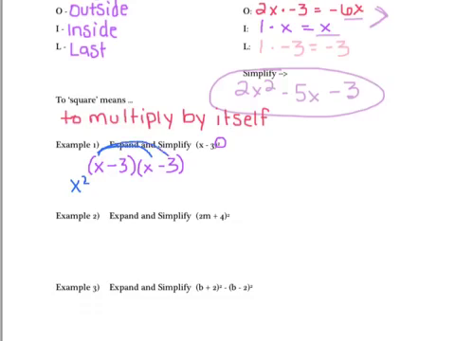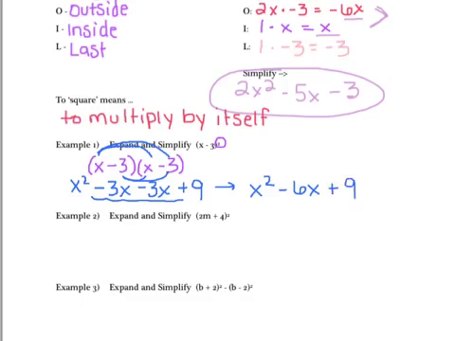Outside would be x times negative 3, so that's negative 3x. Inside is negative 3 times x. And last is negative 3 times negative 3, which is positive 9. Then you can add your negative 3x and your negative 3x together. So this becomes x squared minus 6x plus 9. So you've got to be careful, because if you don't write it out this way, you're going to miss that there's a middle term in there. But that would be your final answer, x squared minus 6x plus 9.